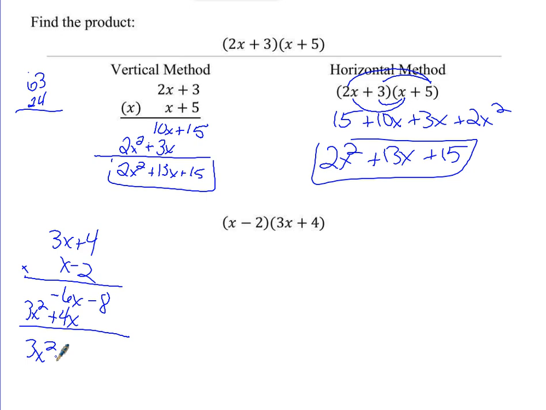Well, you wind up with negative 2x. So that's minus 2x minus 8. So there's your answer for the vertical method. Now the horizontal method, basically I'm doing exactly the same thing.